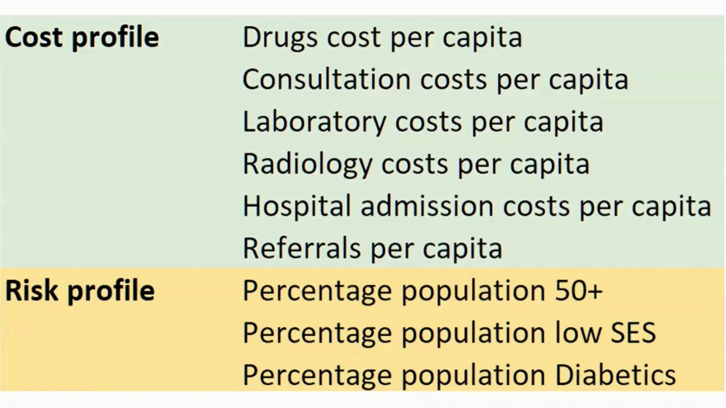Let's define the risk and cost profiles. The risk profile variable includes percentage of population aged 50 plus, percentage of population that is of low socioeconomic status, and the percentage of the population that has diabetes. These factors help us understand the inherent risks and challenges faced by each GP. Higher percentages indicate a higher risk profile, which may necessitate more intensive or costly care.